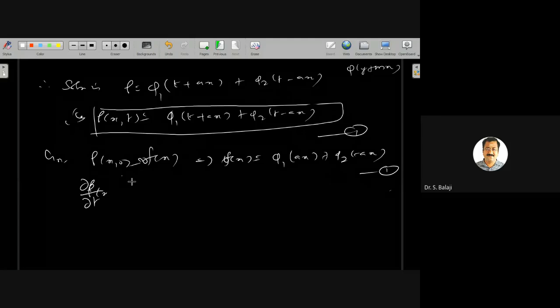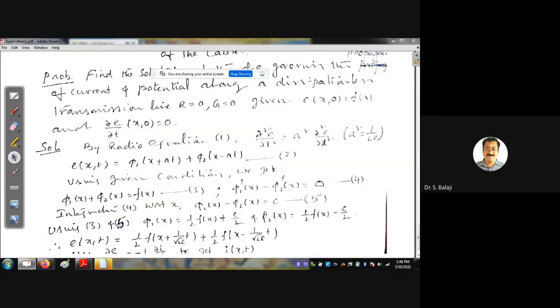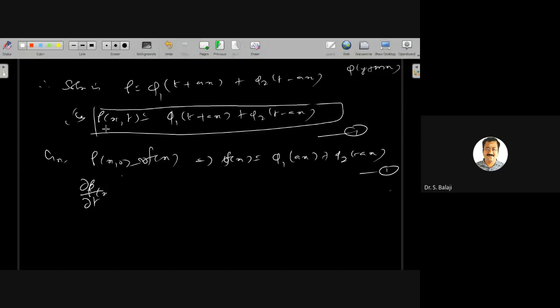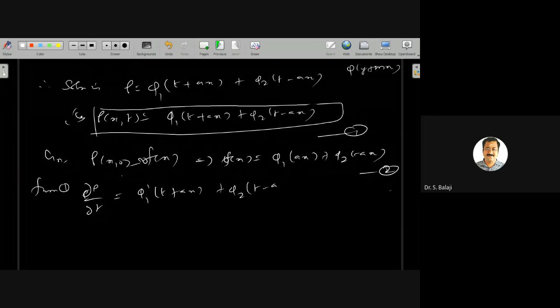Dou rho by dou t of x comma 0, from 1. This is equation 2. From 1, dou rho by dou t, what can we get here? That's equal to pi 1 dash of t plus ax plus pi 2 dash of t minus ax. And the t differentiation is 1 only.